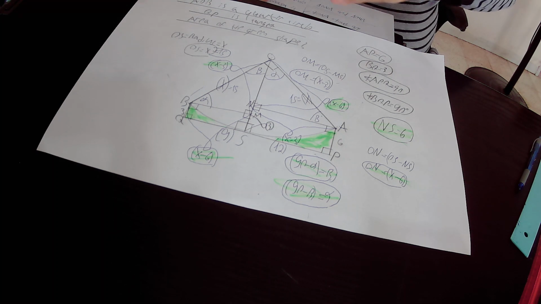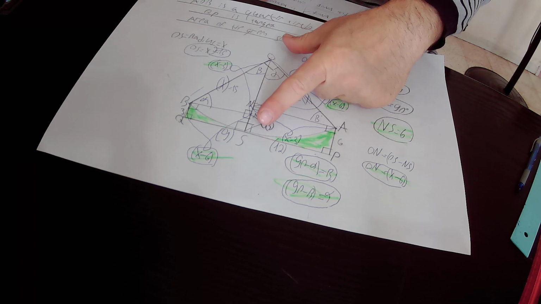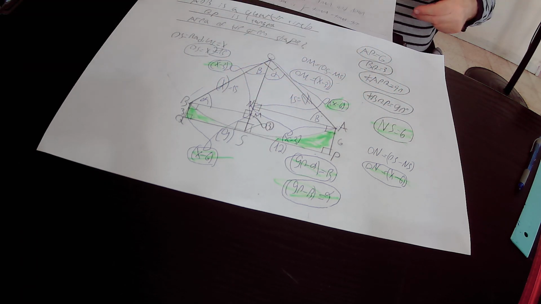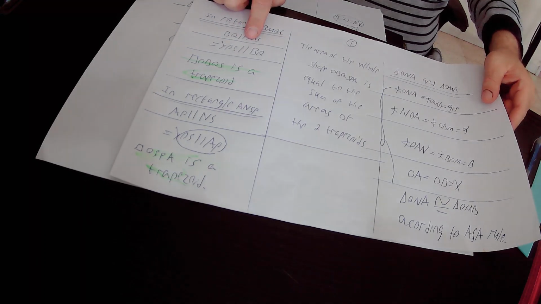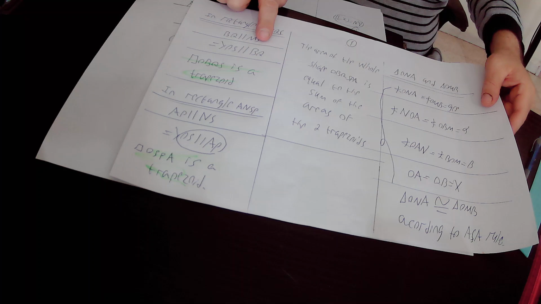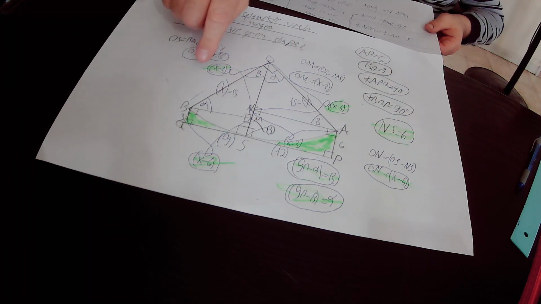So if a part of a straight line is parallel to another straight line, then the straight line itself must also be parallel to the other straight line. Therefore, the straight line OS itself must also be parallel to BQ. OS is parallel to BQ.